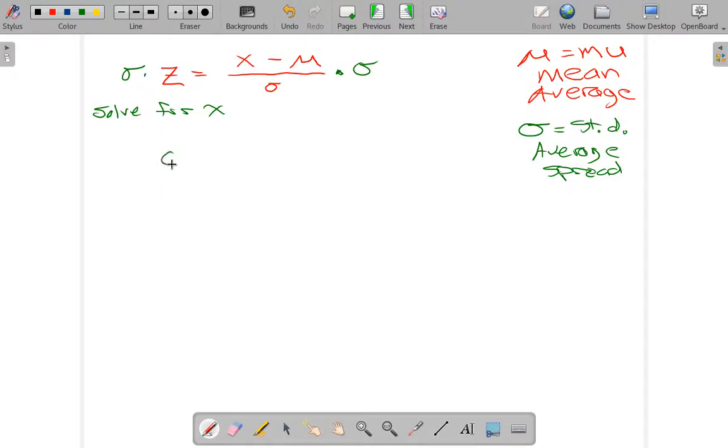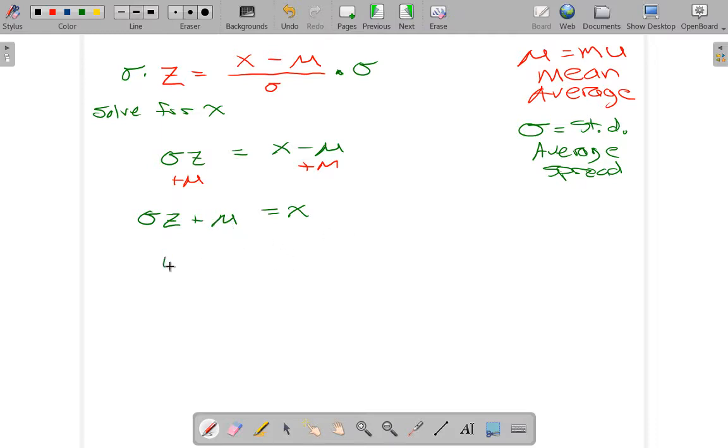So I get sigma times z on this side, and on the other side I get x minus mu. And then I just have to undo that minus mu, so then I can add that to both sides. So then we'll add mu to this side, and we'll add mu to that side. Now, since all these variables are different, there's no like terms here. So the best I can say on the left is I have sigma times z plus mu, and that gives me x. Okay, so this says take the number of standard deviations times the standard deviation and add on mu.